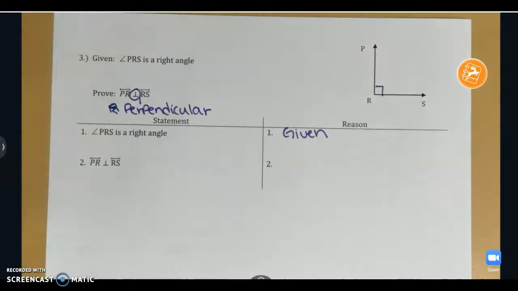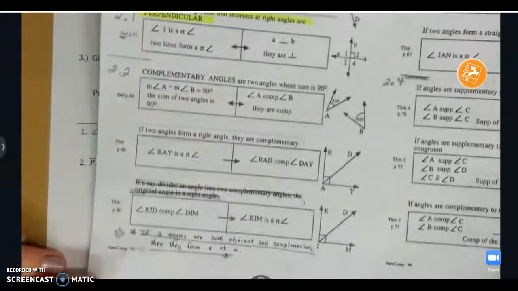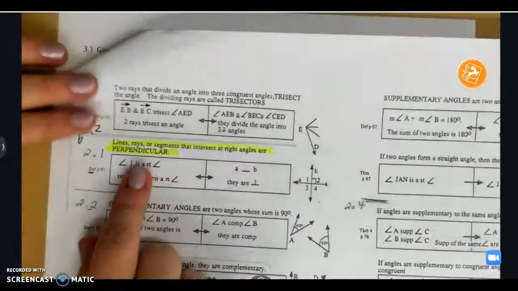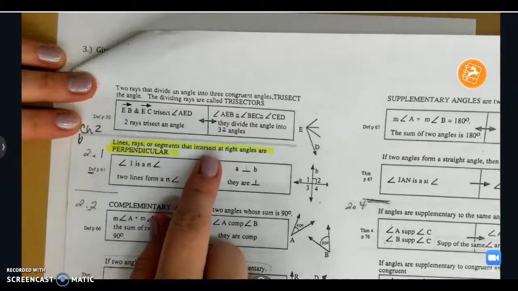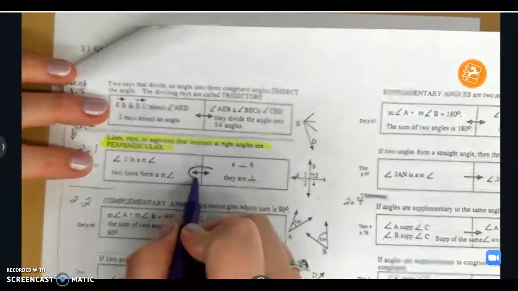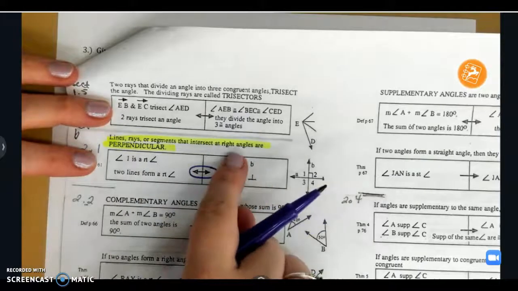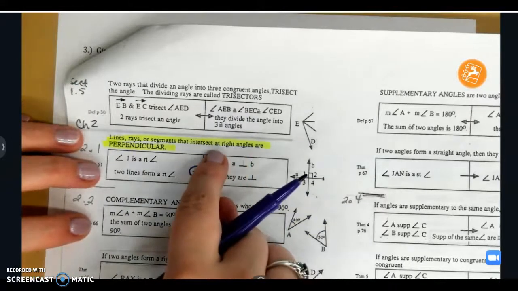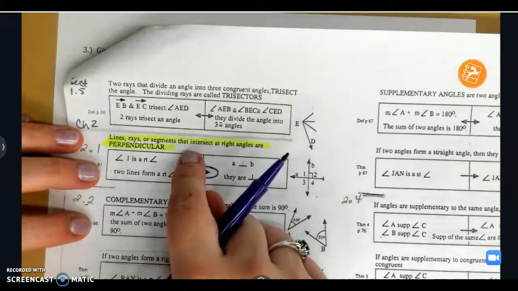So if I look through my dominoes, this is on page 3 of the dominoes. Here I have this theorem, it's a definition. Lines, rays, or segments that intersect at right angles are perpendicular. Now, because this arrow right here goes both ways, that means it could apply in the reverse. If these lines form a right angle, then they are perpendicular.